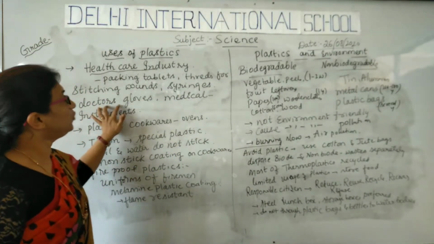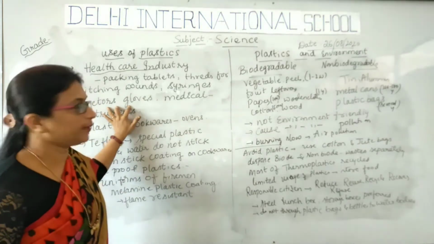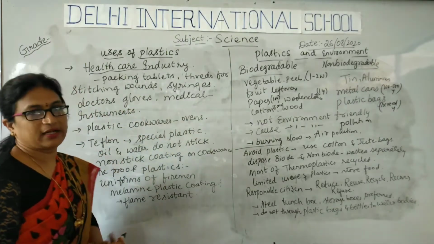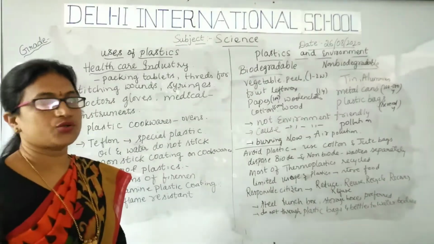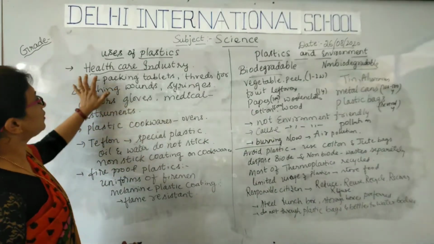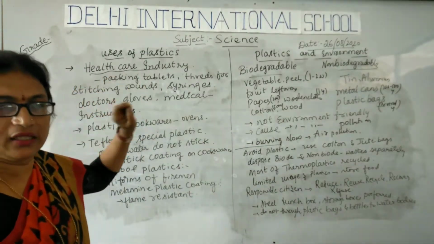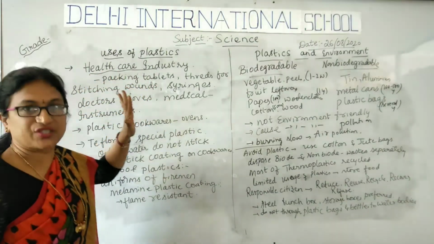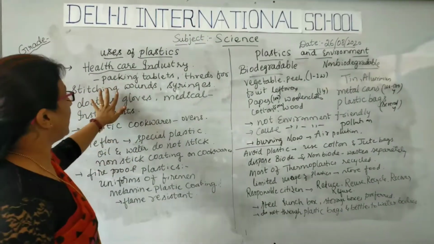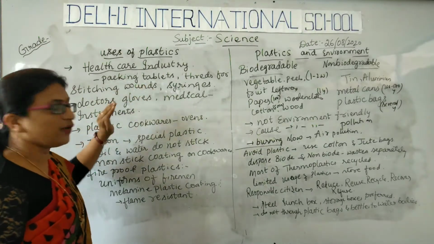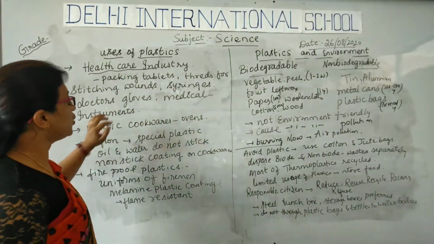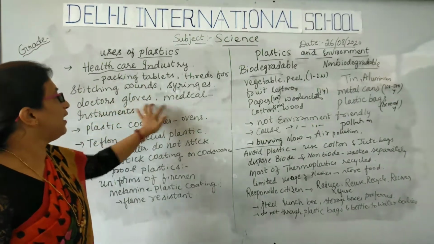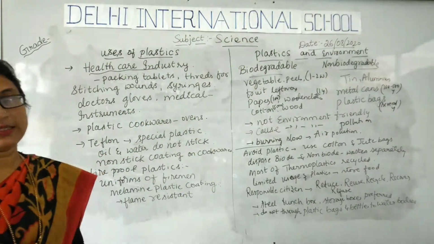And it is used in doctors' gloves, and in some medical instruments also. Like this, the extensive use of plastics can be seen in the healthcare industry, in pharmaceuticals and in hospitals: packaging tablets, threads for stitching wounds, syringes, doctors' gloves, and medical instruments.